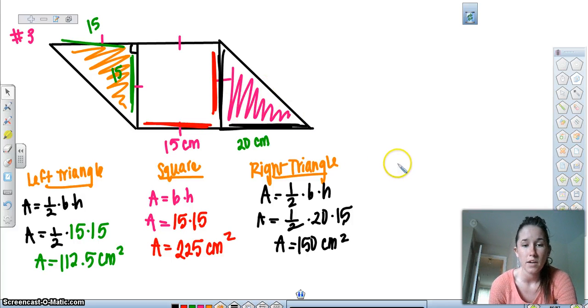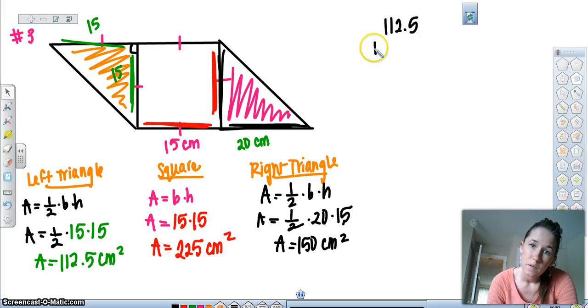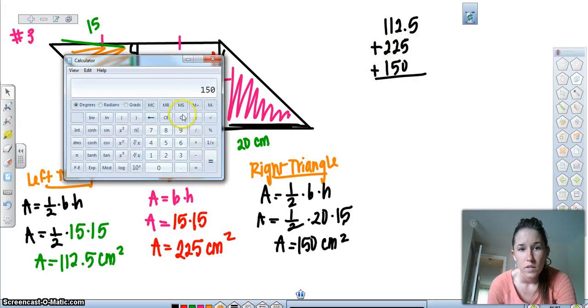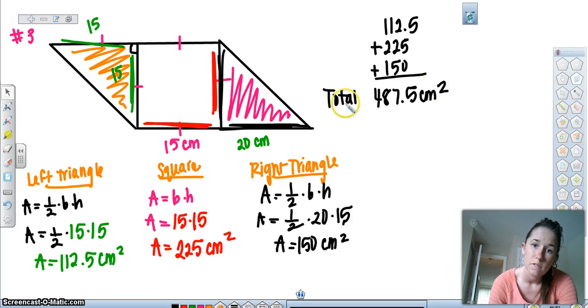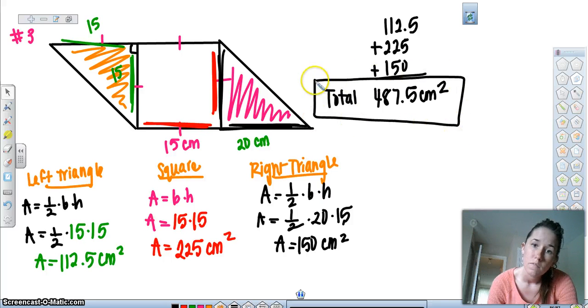So now we found the area of each region. We need to add all these up to get the total area of everything. So 150 plus 225 plus 112.5. 487.5 centimeters squared is our total area. Right, and that's it for question 3.